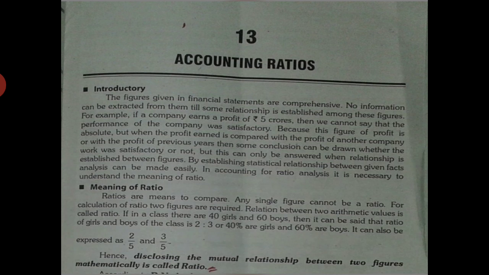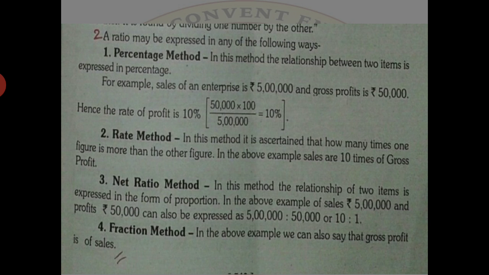So for this we have different methods. You can see the percentage method. In this method, the relationship which is developed is in the percentage form. Second method is a rate method, which shows that one figure is how many times of the other, or what part of the other. And third, net ratio method. Here the figures are expressed in ratio and then in proportion.